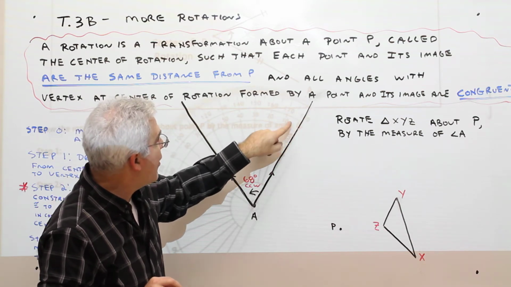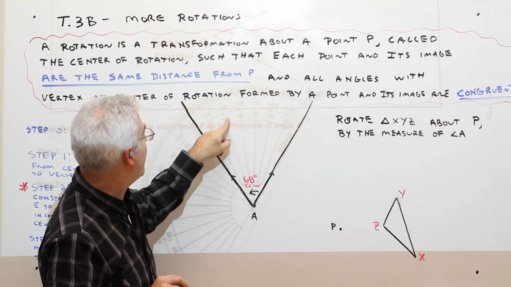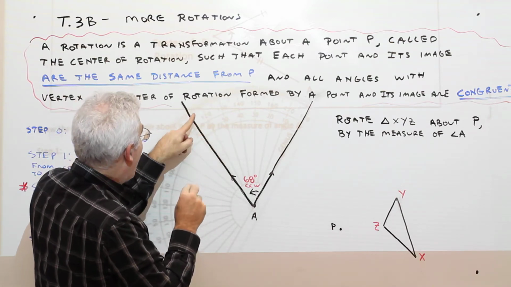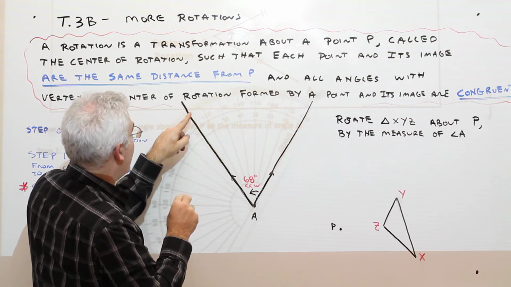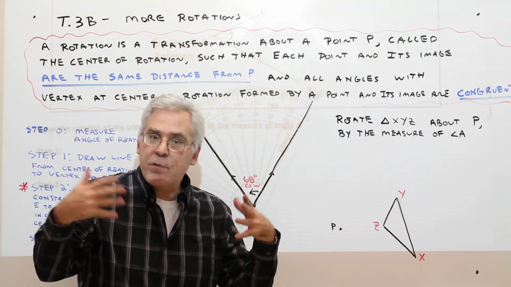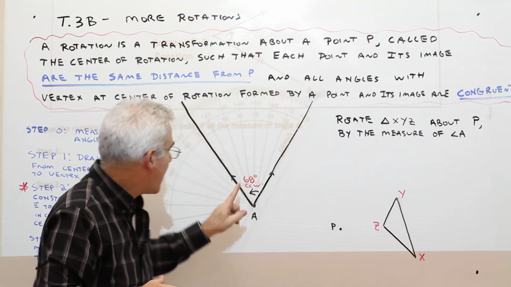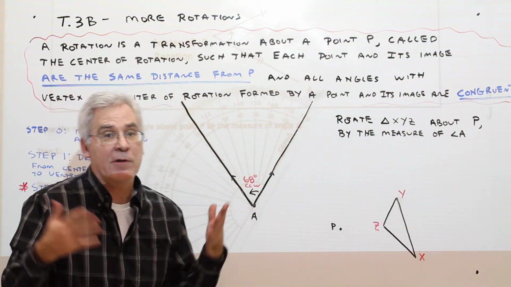So 0, 10, 20, 30, 40, 50, 60. And then in between, I found 65, 66, 67, 68. You won't be exact, try to be close within a degree or so. So I measured it to be 68 degrees.